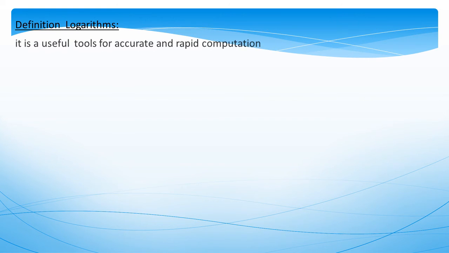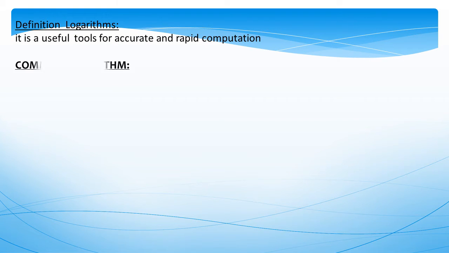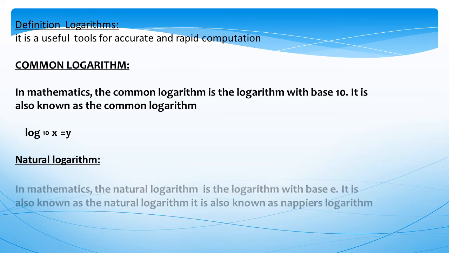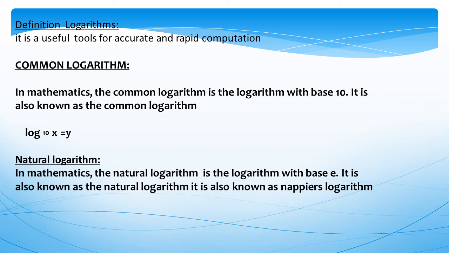Definition of logarithm. It is a useful tool for accurate and rapid computation. Common logarithm. In mathematics, the common logarithm is the logarithm with base 10. In general, logarithm of x to the base 10 equals y. Natural logarithm. In mathematics, the natural logarithm is the logarithm with base e. In general, logarithm of x to the base e equals y and the value of e is 2.71 and so on.